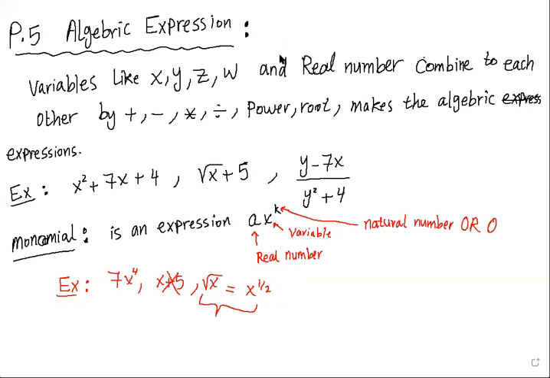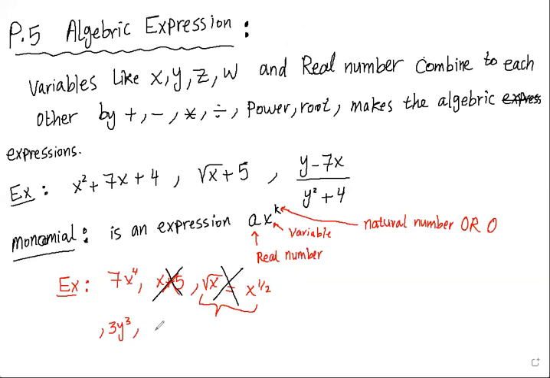This is not a monomial. And this is also not a monomial. Who will give me another monomial? 3y to the third. Yes, exactly. This is a monomial because I have real numbers. We have the y variable. I have the power 3. The 3 is a natural number.